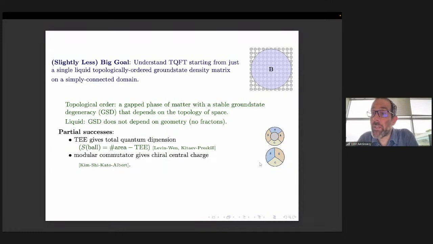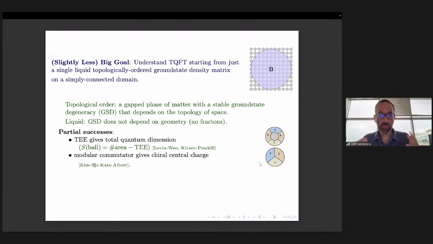That's some particular information about the topological field theory, something like a weighted sum over all the anyons. So it's one piece of data that these folks learned to extract, and that's some evidence that this idea is along the right track. And then, much more recently, work by Bowen and collaborators showed that there's a way to extract the chiral central charge just from the wave function on a ball.